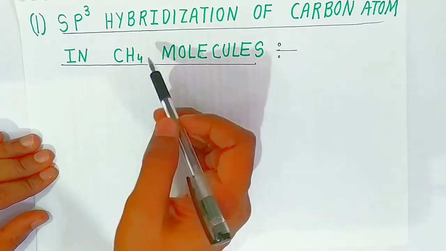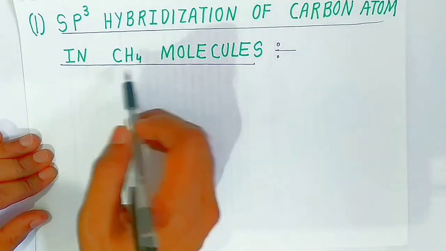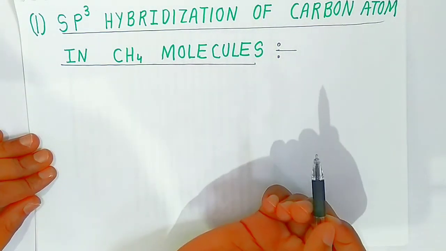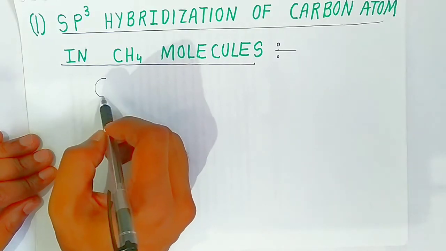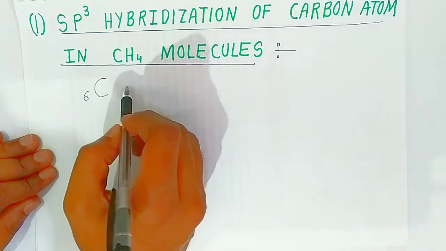Now students, if you want to explain how sp3 hybridization happens in carbon in methane, you should know the atomic number of carbon. What is the atomic number of carbon, students? The atomic number of carbon is 6. Now what will be the electronic configuration?